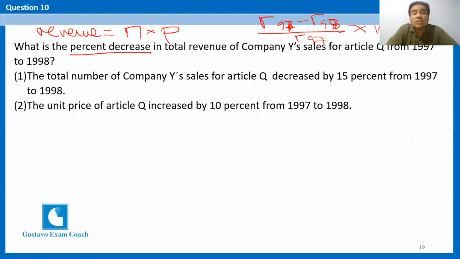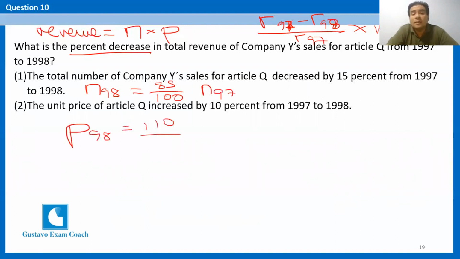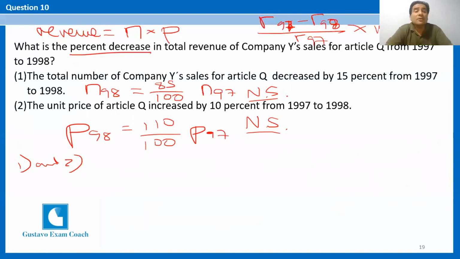So we see that each statement only gives us information about how each of the variables changed. In the case of sales, the number of sales decreased by 15%. That means your final sales was 85% of the original number of sales. What about the unit price? The unit price increased. It's 110 over 100 multiplied by the price in 97. Each of these is not sufficient, actually. But what if I put them together? Can I estimate the percent decrease?